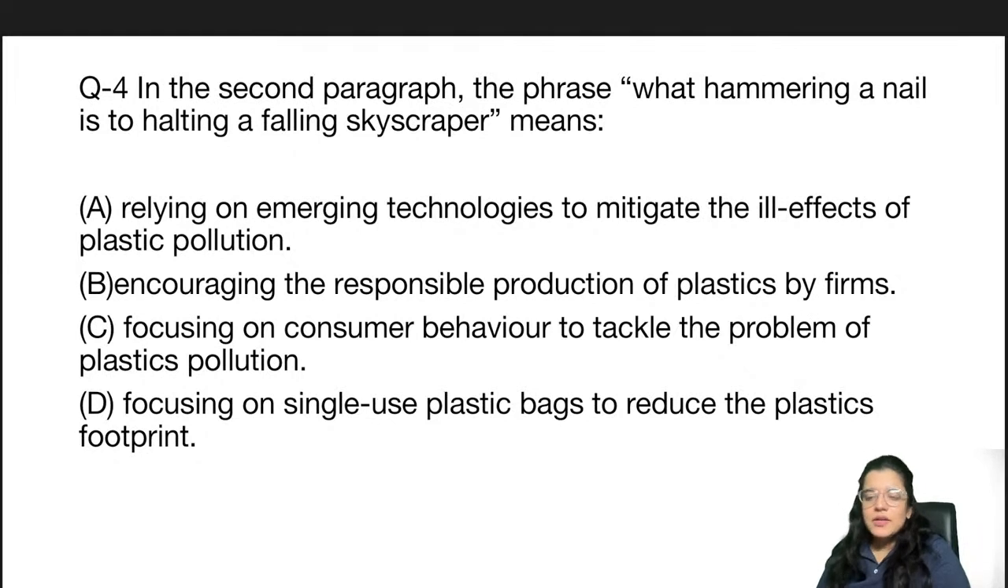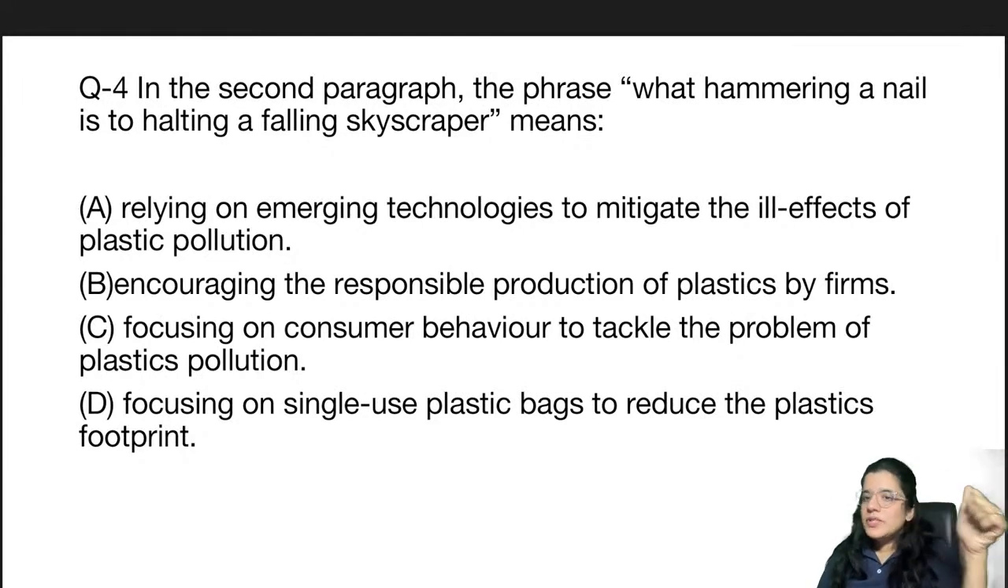Question क्या है? In the second paragraph, the phrase "what hammering a nail is to halting a falling skyscraper" means. So ये author ने phrase क्यों दिया था? Just to make you guys realize that अगर आप consumer behavior पे rely कर रहे हो in order to solve the problem, then what you're doing is you're just bringing a superficial solution, right? You're not actually focusing on the root cause of the problem. And that's why he compares this with hammering a nail is to halting a falling skyscraper. You need to understand why that skyscraper or why that building is falling in the first place. You do not need to blame someone else, or you do not need to find out superficial or alternative solutions, right?